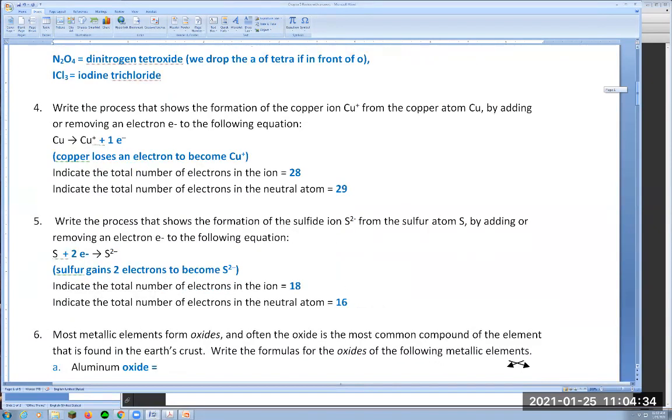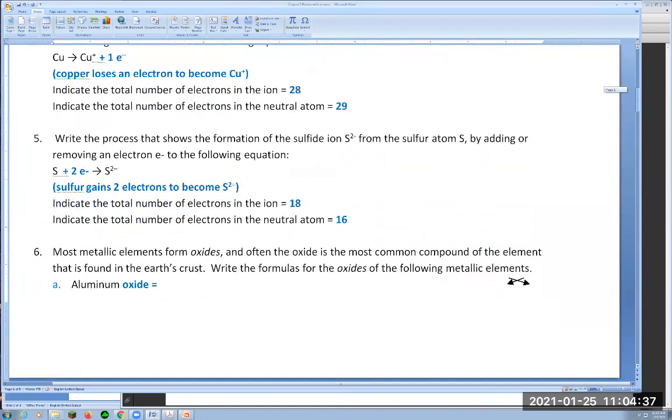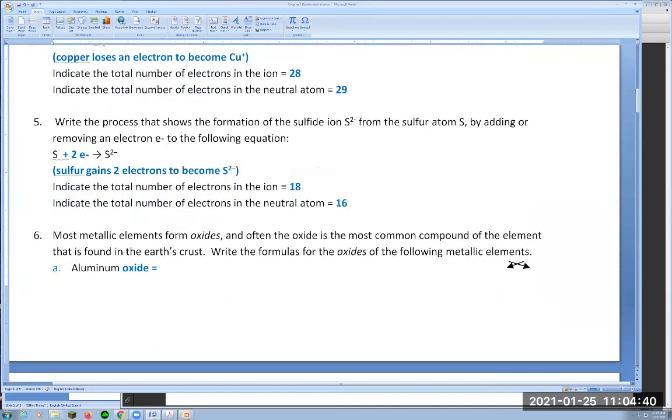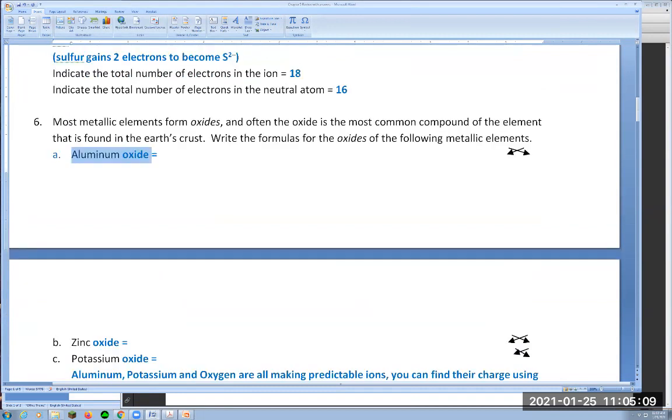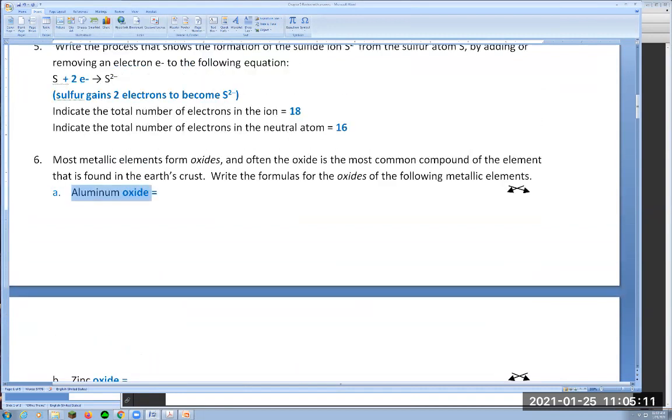So let's move on to question 6. Question 6. Most metallic elements form oxides, and often the oxide is the most common compound of the element that is found in the Earth's crust. Write the formulas of the oxides of the following metallic elements. So if it was not obvious here, the question is asking for the compound named aluminum oxide, or zinc oxide. So let's do aluminum oxide first.